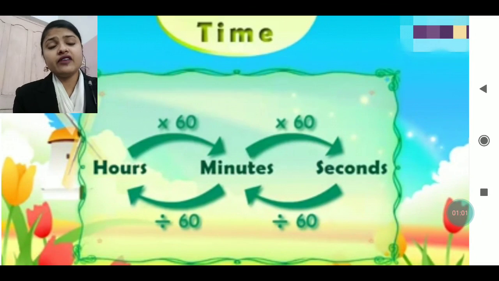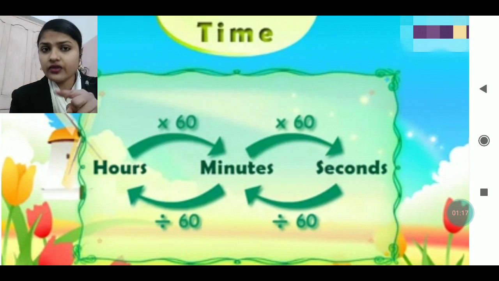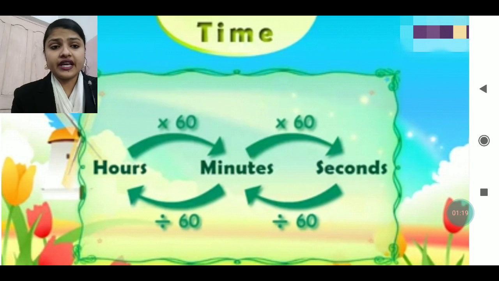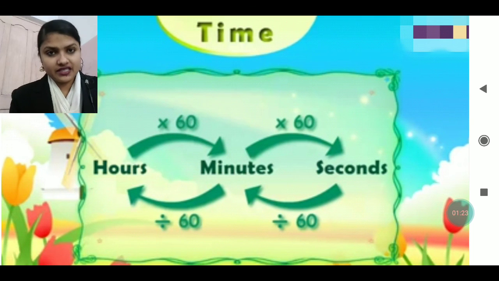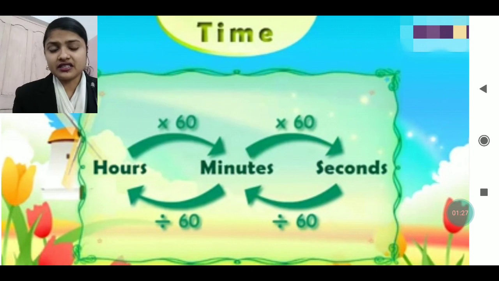You can see the slide which I have opened. In that, it is written that when we are converting hours to minutes, we multiply by 60. Then minutes to seconds, we also multiply by 60. But when we do the reverse, converting seconds to minutes, we divide by 60. When we are converting minutes to hours, we divide by 60.